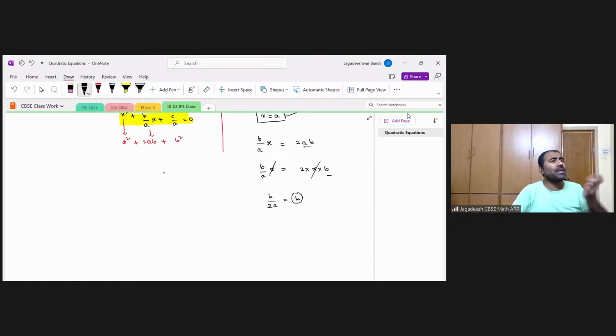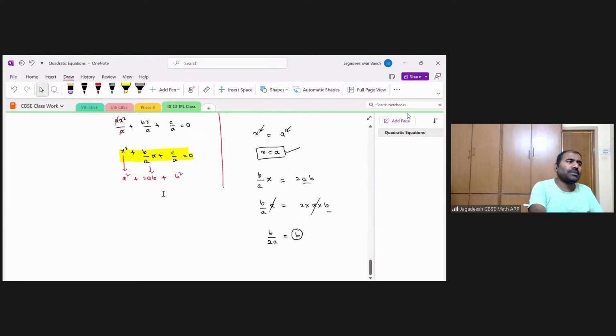So that b value is b by 2a. Hope you understood how to find the a value and the b value. Fine. So we have a square, we have 2ab, but we don't have b square.